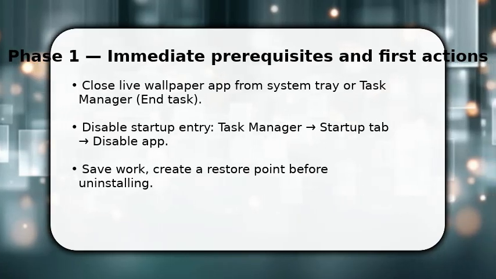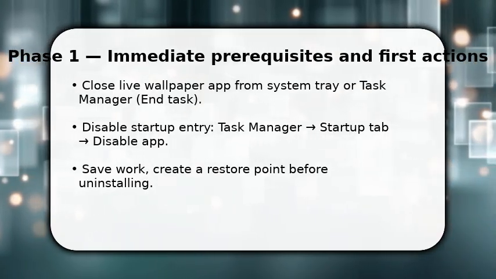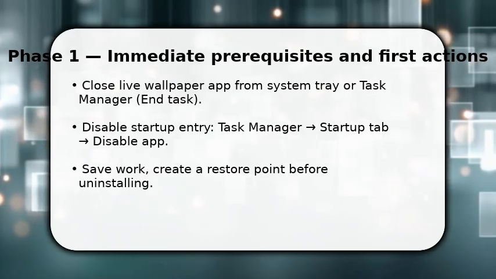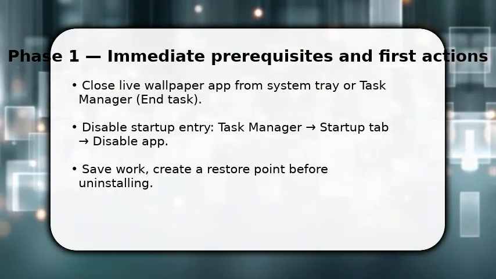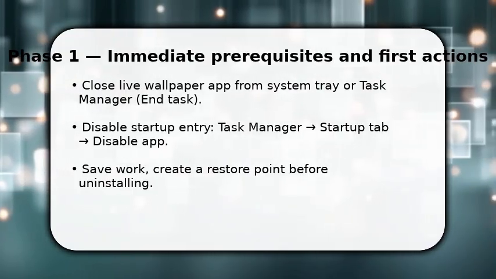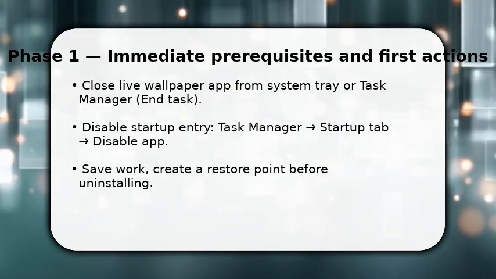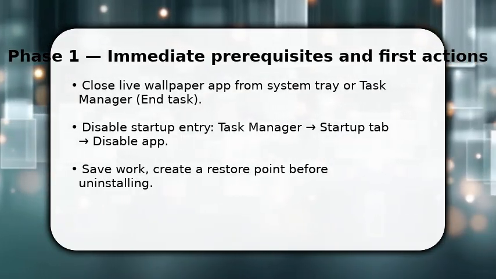You need to stop the live wallpaper so files aren't locked. First, check the system tray, right-click the wallpaper app and select Exit or Stop. If it's still running, open Task Manager, find the process, and end task. This prevents file locks. Once done, open Task Manager, right arrow Startup, and disable the entry so it won't relaunch.